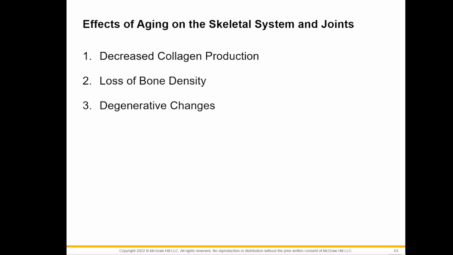Now, what is the effect of aging on the skeletal system? Number one, collagen decreases. So, collagen is an important aspect of the extracellular matrix. So, when we lose collagen, the bones will become less flexible. The bones will also lose their firmness. They will lose their bone density, and there will be degenerative changes. The bones become thinner and smaller. That's why people who are originally like 6'2", when they age, their height decreases.